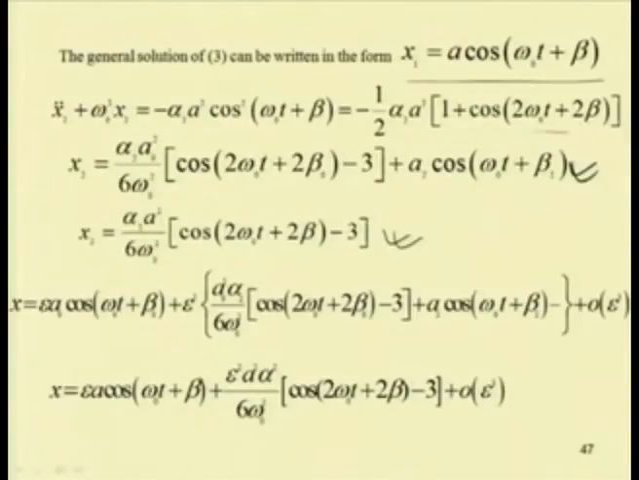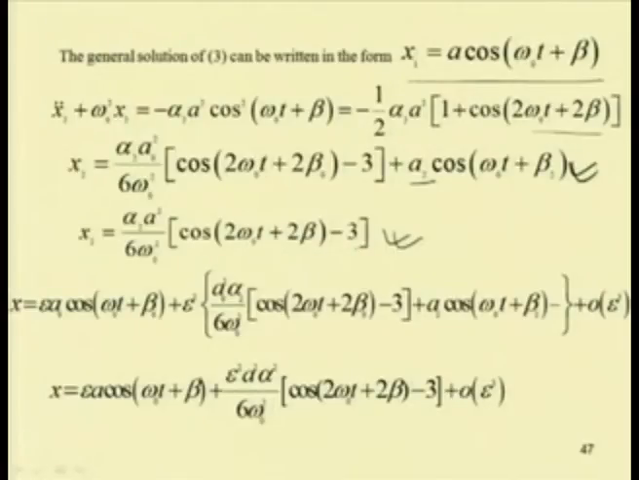For this part one can write the solution to be alpha2 A0 square by 6 omega0 square into cos(2 omega0 t plus 2 beta0) minus 3, plus for the other part it can be written plus A2 into cos(omega0 t plus beta2). So, instead of writing these constants A2 and beta2, one can follow the other procedure to write x2 in this form, instead of writing A0 and A2. One can directly write this as equal to alpha2 A square by 6 omega0 square into cos(2 omega0 t plus 2 beta) minus 3.